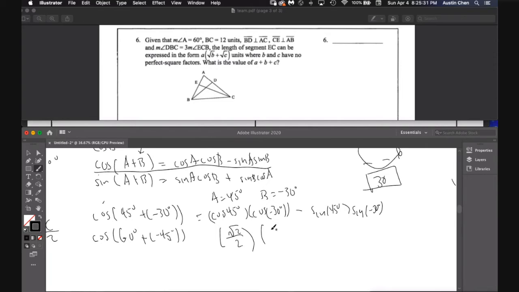Cosine of 30 degrees is going to be root 3 over 2. Well, but okay, so sorry. Cosine of 30 degrees normally would be root 3 over 2. But we need to think about if the negative 30 degrees will change anything.